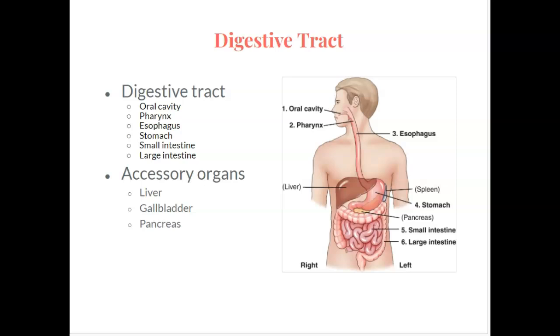To start, the digestive tract has 6 organs within that digestive system. We have the oral cavity, the pharynx, the esophagus, the stomach, the small intestine, and then the large intestine. Some accessory organs that we have are going to be the liver, the pancreas, and the gallbladder.